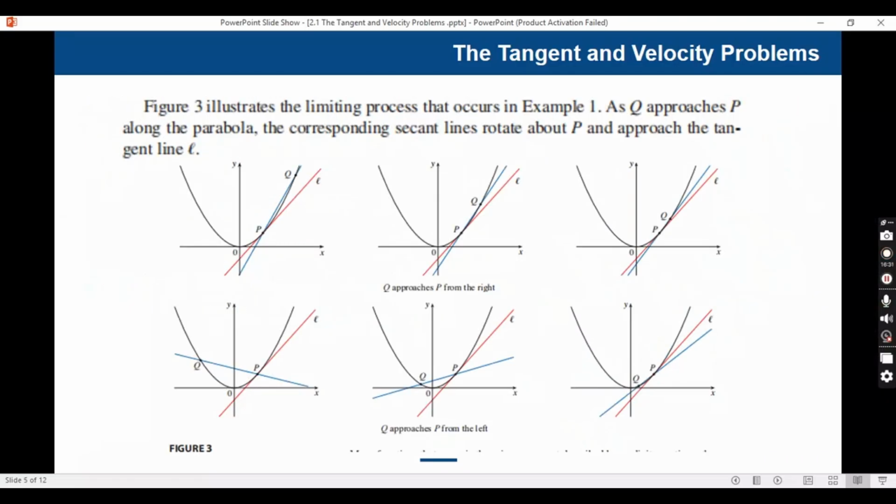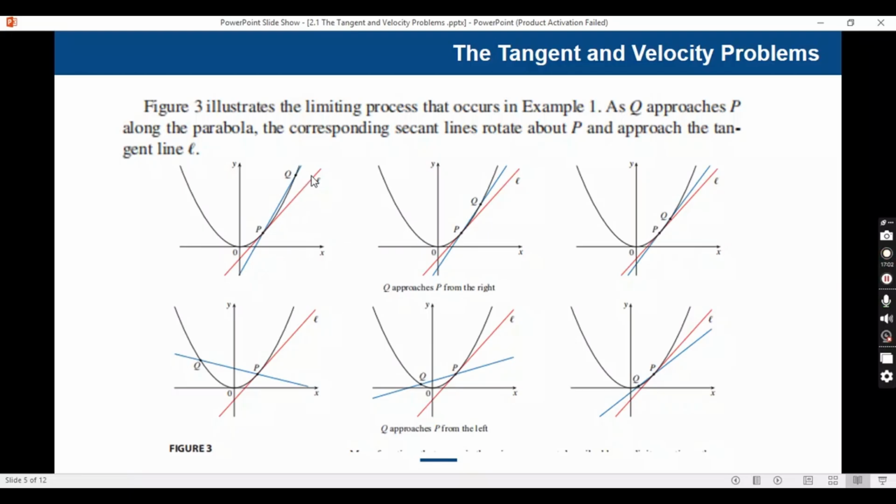What's next? Fig 3 illustrates the limiting process that occurs in example 1. As Q approaches P along the parabola, the corresponding secant lines rotate about P and approach the tangent line.